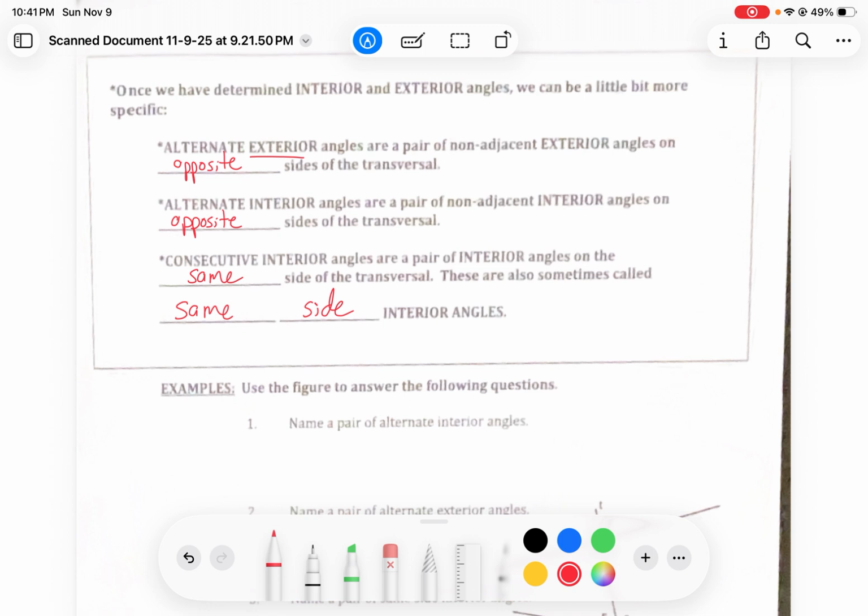Yes, we have alternate interior, alternate exterior, same side interior, or also known as consecutive interior. I do want to point that out. Consecutive interior and same side interior, those phrases are interchangeable. I might mix them up and say them both because when I taught regular geometry, that book used consecutive. I also teach honors geometry and they use same side interior angles. So I hear both of them in my classes, so I interchange both of them.